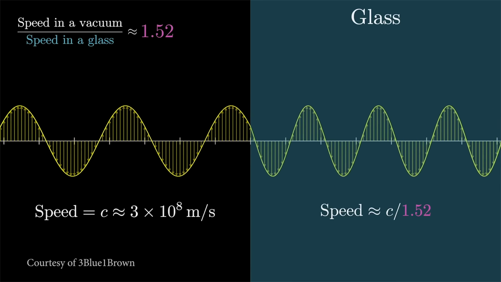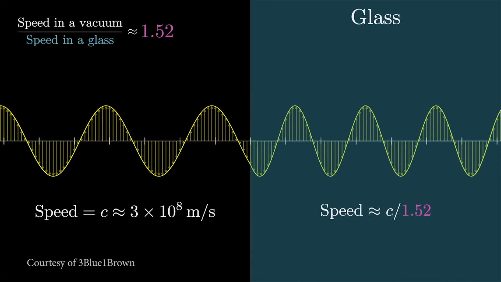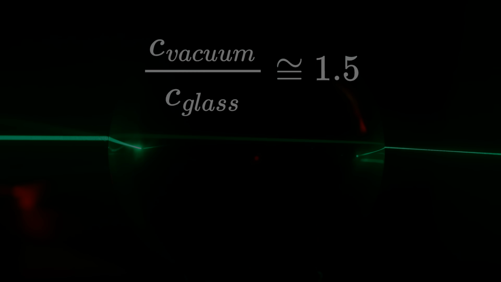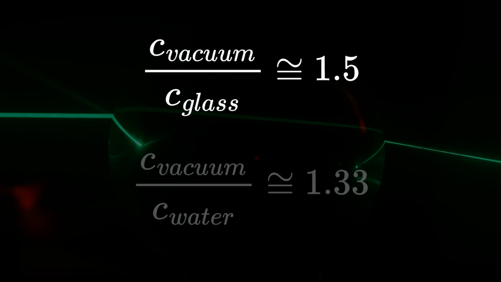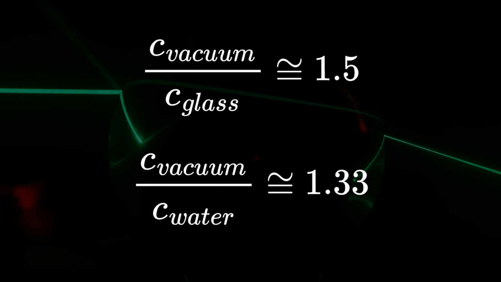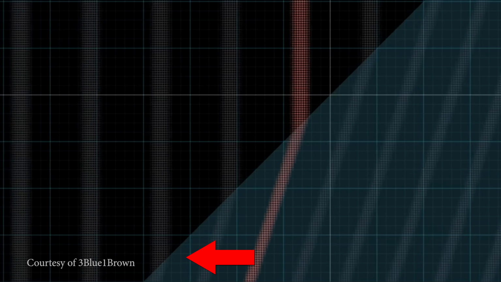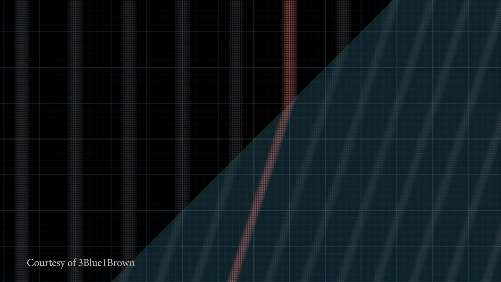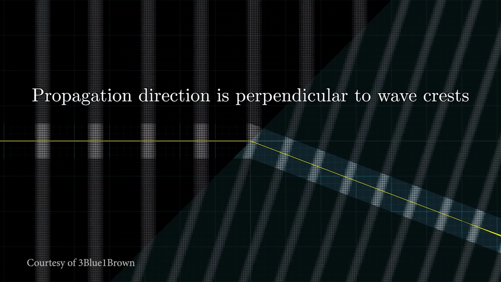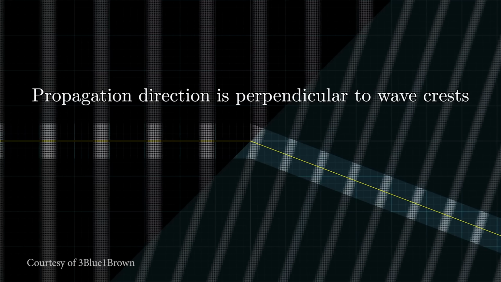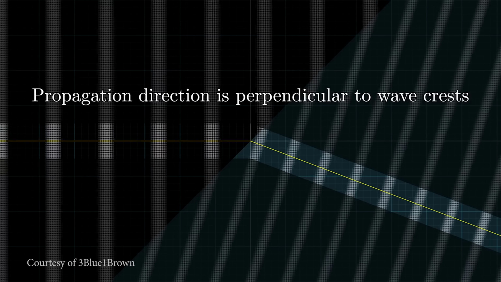The speed of light in a vacuum divided by the speed of light in a medium is called the refractive index. It's around 1.5 for glass and 1.33 for water. So when light enters a new medium at an angle, the part of the wave crests that enter the new medium first slow down first, and this changes the angle of all the wave crests. And since the direction of a beam of light is perpendicular to the wave crests, this means the light changes direction.